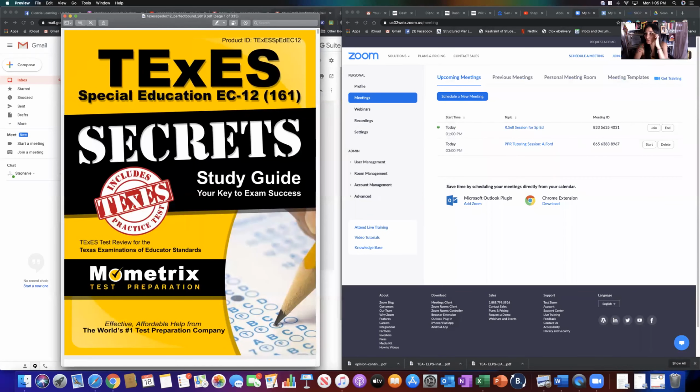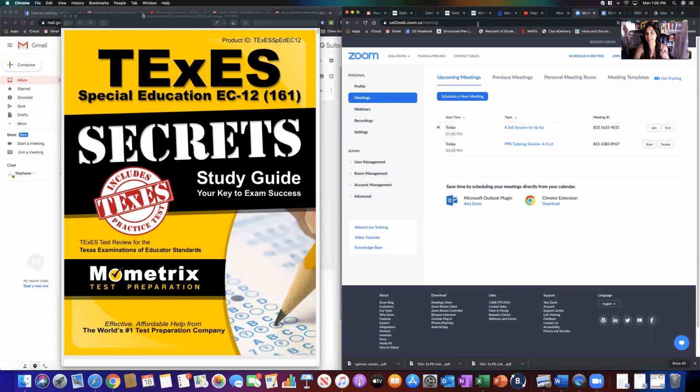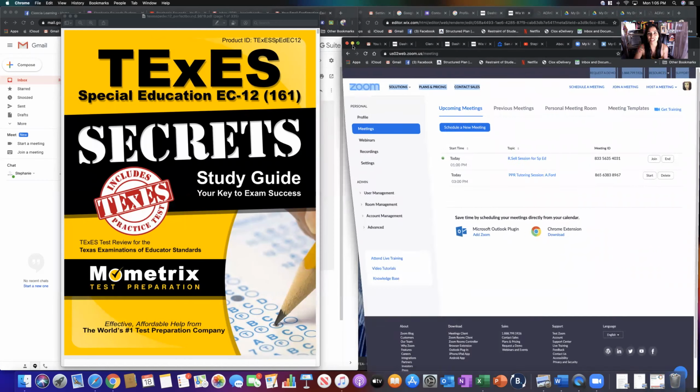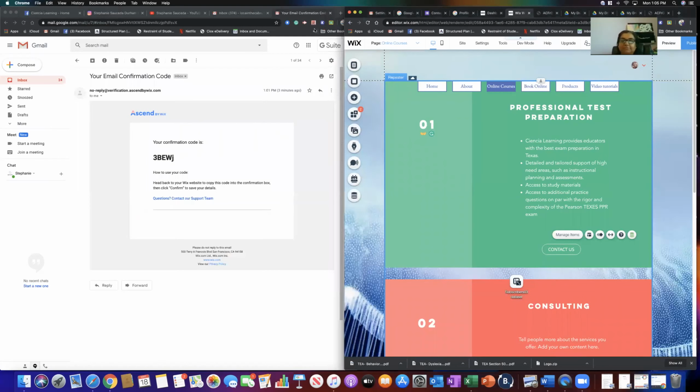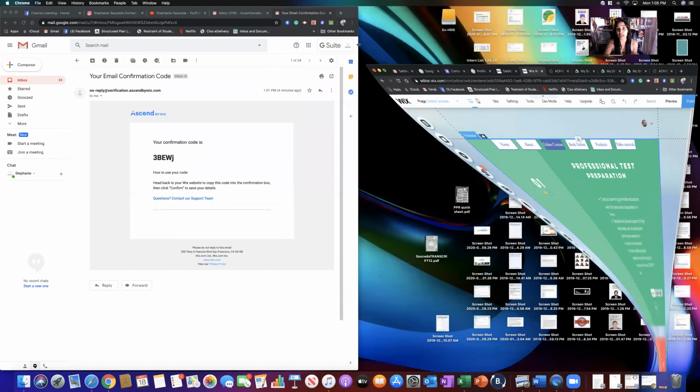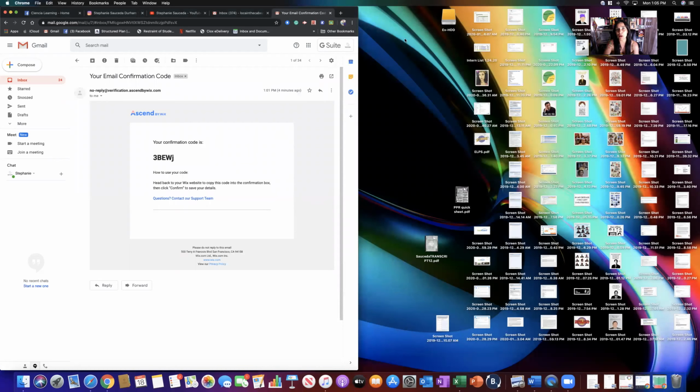Fantastic. Can you see my screen? Yes. Excellent. I was just about to resend that invitation because I thought maybe you hadn't gotten it. I received it. I guess my computer or the network is so slow. Oh yes. Everybody's at home using their electronics, so I'm sure there's lag time everywhere.